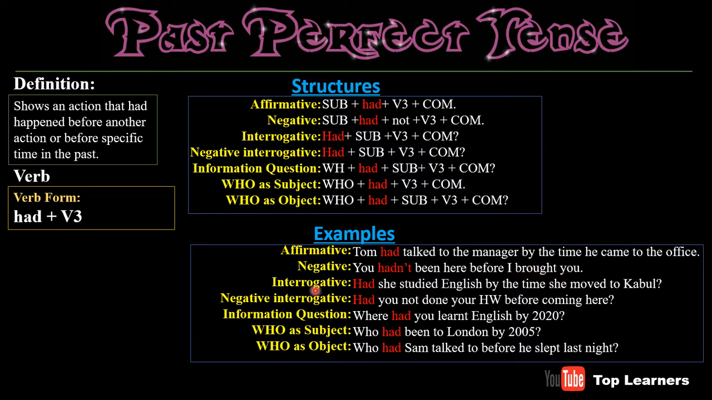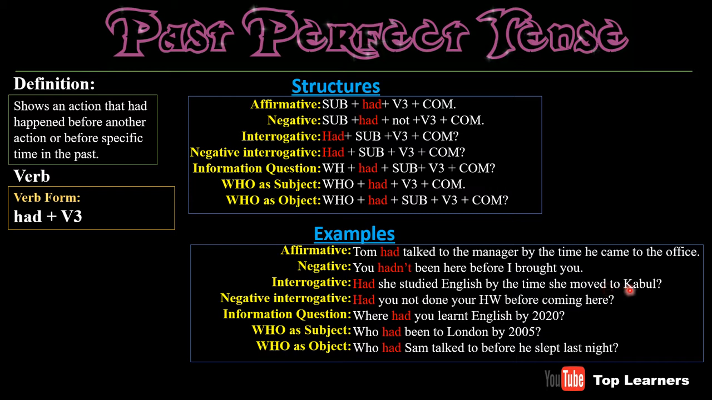And to ask a question or a yes-no question, we bring had at the beginning. Had she studied English by the time she moved to Kabul? So here, again, it has two parts. Had she studied English, which is the main clause, and by the time she moved to Kabul, which is called the subordinating clause or time clause here. The time clause is used in simple past.